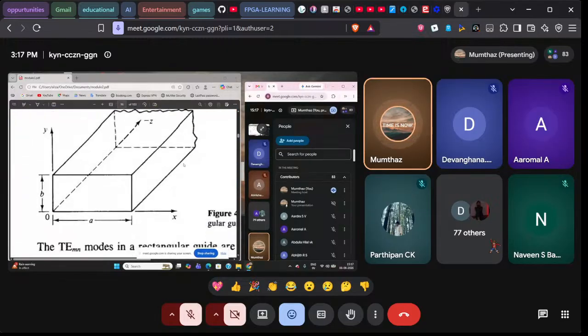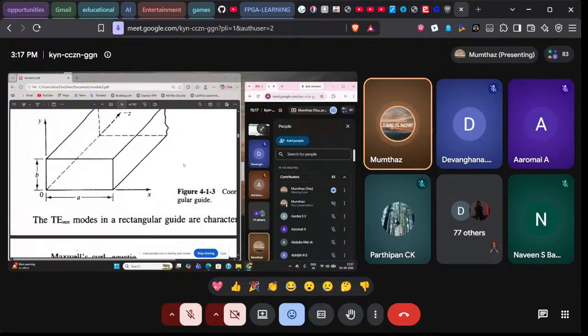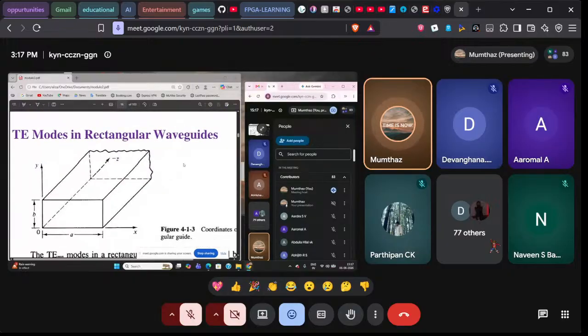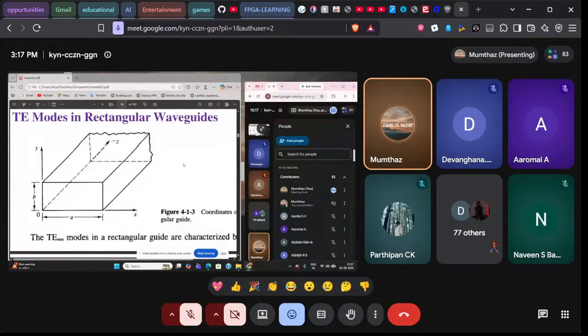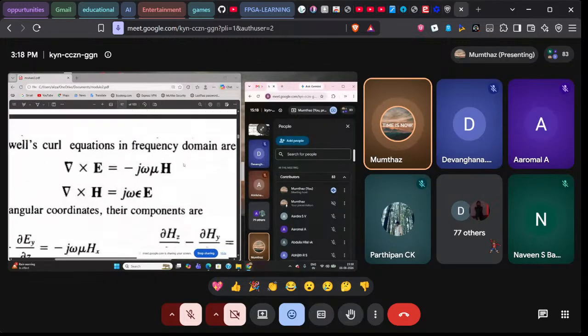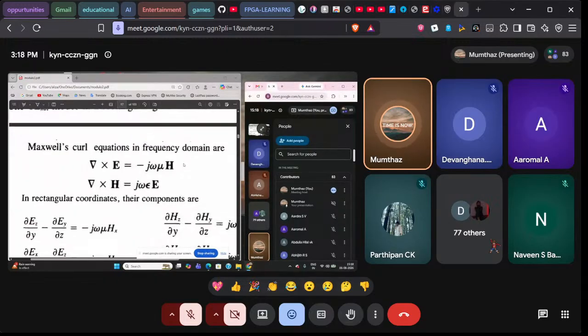We discussed all these things yesterday, about this figure. Now we need to derive the field equations of TE modes in rectangular waveguides. For the field equations, we have to write Maxwell's curl equations in the frequency domain, which are del cross E and del cross H. You have to learn these equations by heart. These are easy to derive, but it takes much time. So if you want, you can memorize them, or otherwise you can learn by deriving.